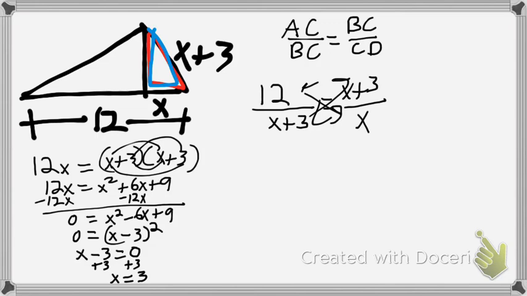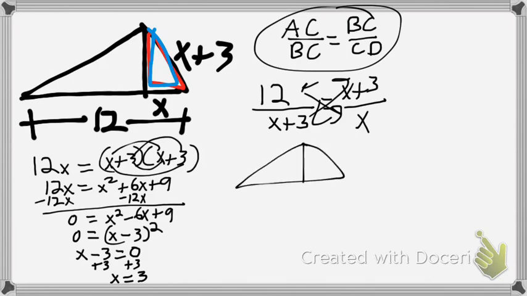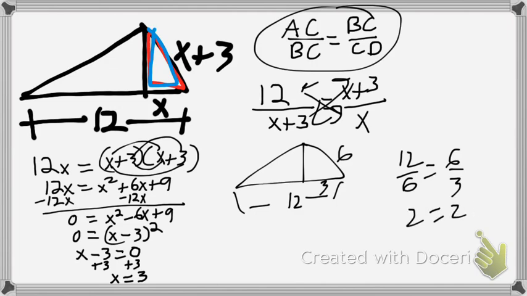Okay, that's it. Now, if we want to ever check this, we can take this right here, plug the 3 back in. So then our triangle would kind of look like this. We know that this right here is 12. We know that this right here is 3, and this right here is 6. So we'd set it up like so. We'd go 12 over 6 equals 6 over 3. Notice that both of those reduce to 2. 2 equals 2. Check.